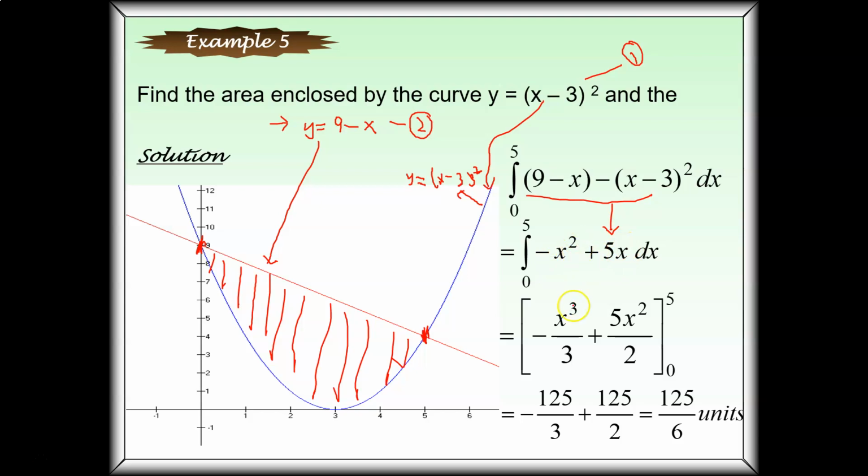Integrate x square, you get x cubed over 3. Integrate 5x, you get 5x square over 2. Then you just substitute the value 5 and 0 into this whole thing. So you get this answer, 125 over 6.